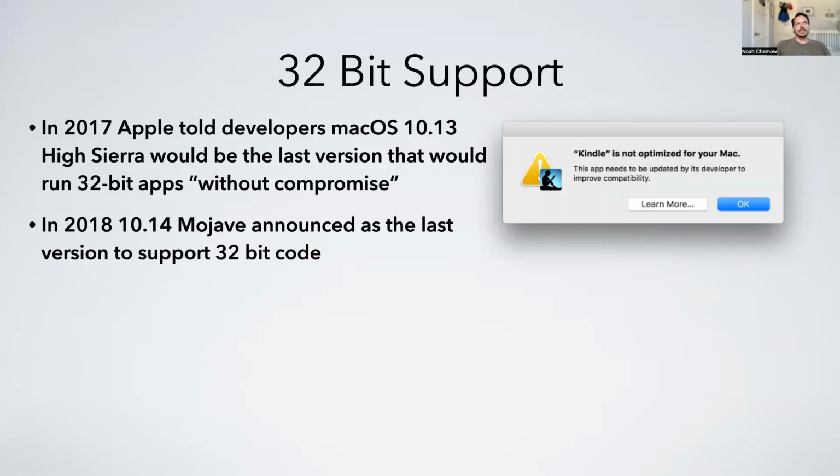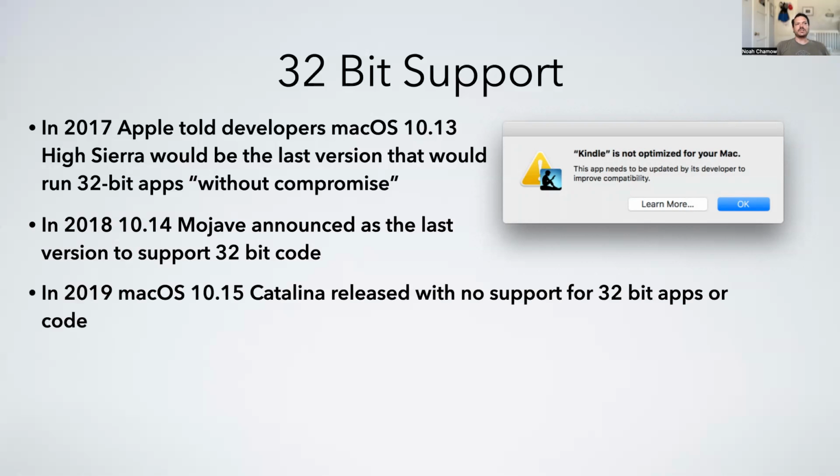So that was 2018. In 2019, macOS 10.15 Catalina was released with absolutely no support for 32-bit apps or 32-bit code. So you might say, isn't that kind of a short period of time? They told people 1 year, and then 2 years later they took it out.